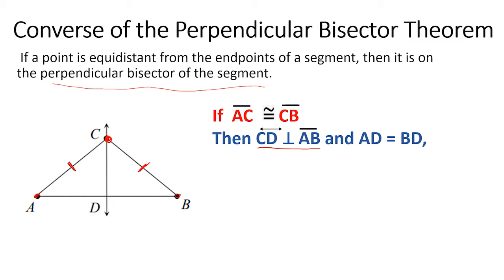So we can conclude that CD would be a perpendicular bisector, therefore AD would be congruent to BD. So that is the converse of the perpendicular bisector theorem. So now let's look at two examples, one using the perpendicular bisector theorem and one using the converse.